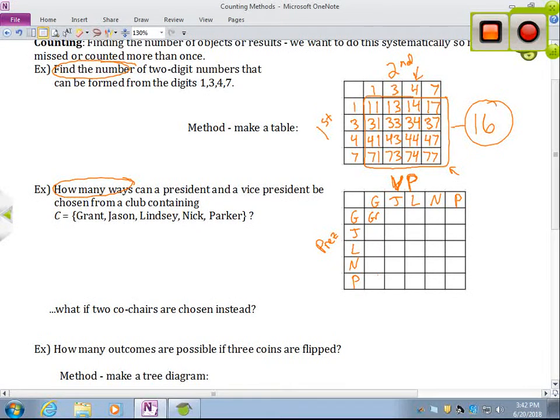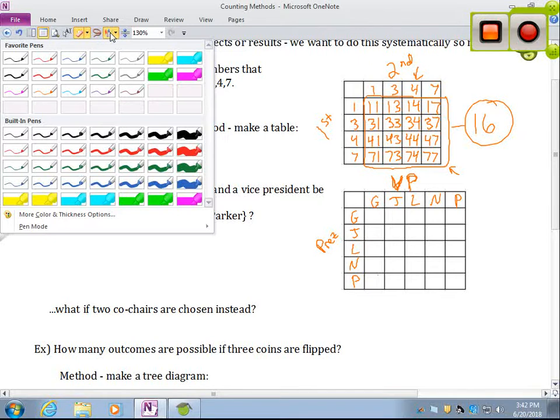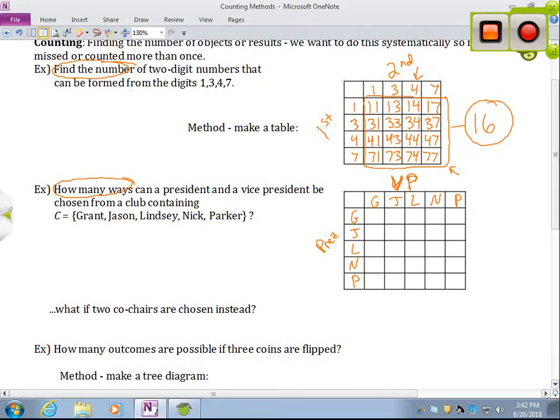But can I put Grant there? That right there is something that I need to think about. In this situation, is it possible for Grant to be both president and vice president? Probably not.